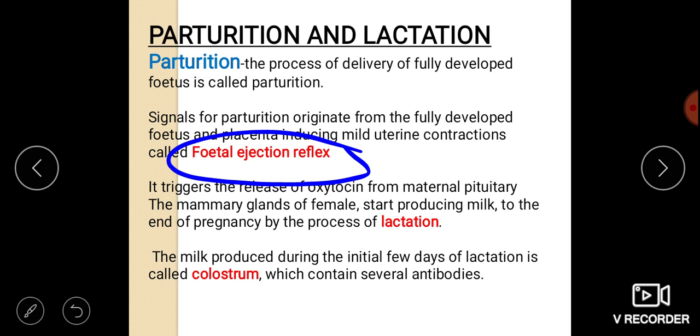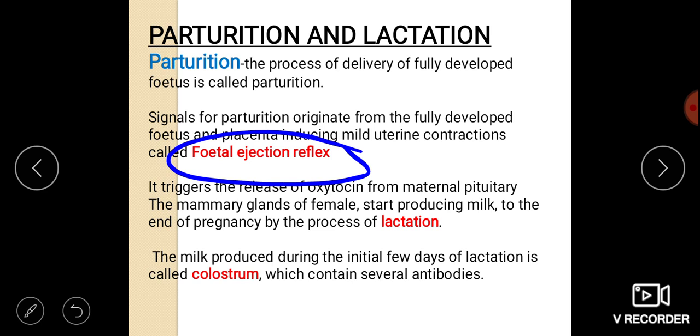Now when the baby is being expelled out from the body through the vagina after the childbirth, we call it parturition. After parturition, what does the baby require? The newborn baby requires food. It feeds on the mother's milk.